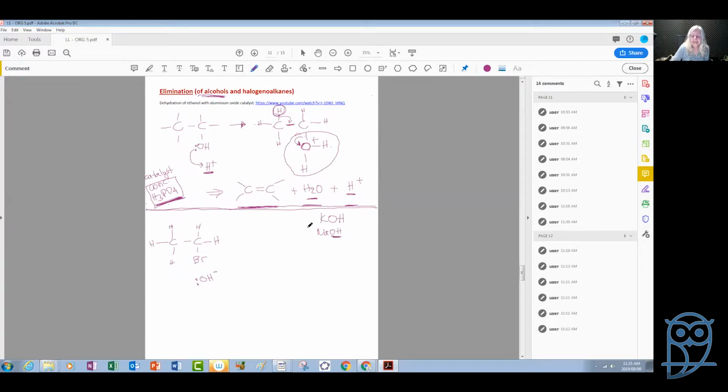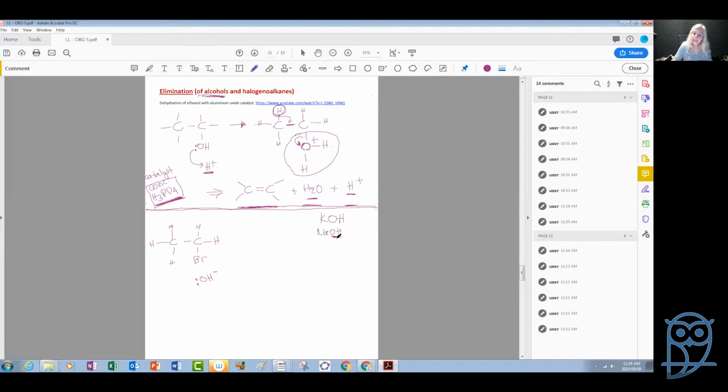But these hydroxides must be in a solution with ethanol. With ethanol, it's called an ethanolic sodium or ethanolic potassium hydroxide. Because if the solution is not ethanol, but it's water, instead of having an elimination reaction, we are going to have what is a nucleophilic substitution rather than an elimination reaction.